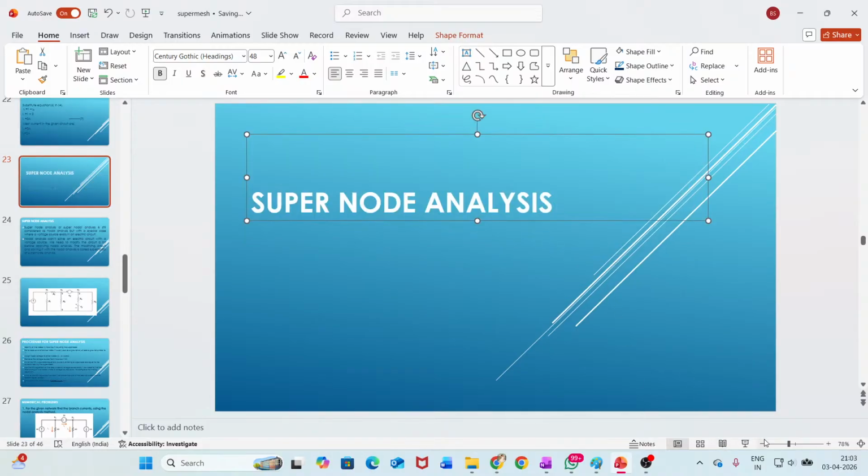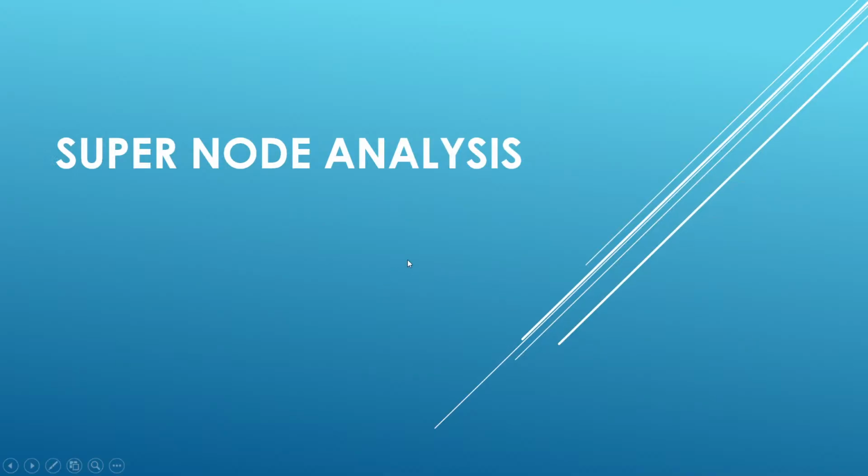Next is supernode analysis. It is almost similar to super mesh. In super mesh, there will be a current source in between two meshes, isn't it? Similarly, in supernode, there will be a voltage source between two nodes. So if you see a voltage source between two nodes, then instead of going for nodal analysis to determine the unknown parameters, you must go for supernode analysis.